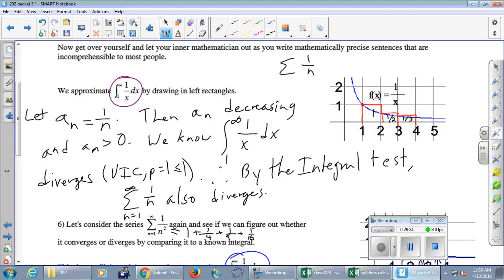You could have chosen to use left rectangles for this picture, right rectangles for this picture. So that would be your first one, that would be your second one, that would be your third one. You would end up with basically the same series, a half, a third, a quarter. We wouldn't have the 1, but that's not a big deal.